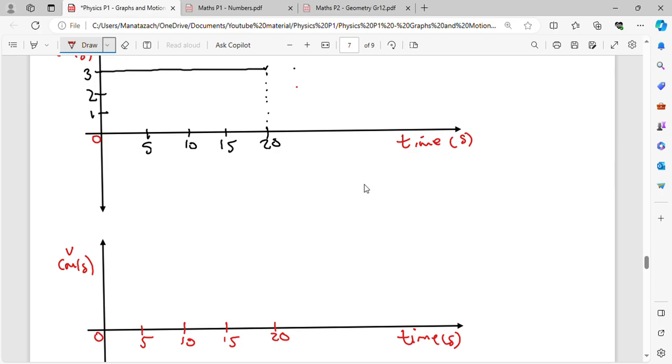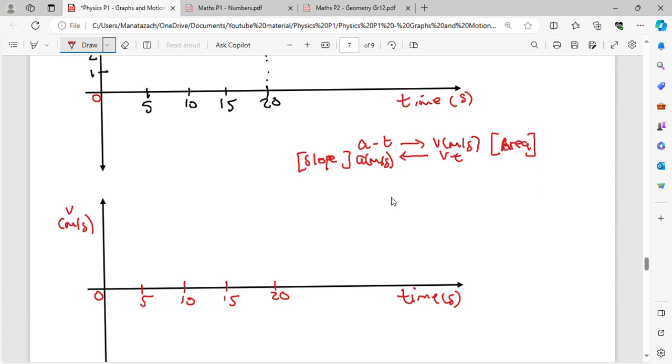Now we're given the acceleration time graph. In order to get to the velocity in meters per second, given the acceleration time graph, that means you need to work out the area, right? It's not the slope, it's the area. So the area under the acceleration time graph will give you the velocity. If you want to go back, given the velocity time graph, and you need to work out the acceleration, you must remember that you need to work out the slope. So it's vice versa.